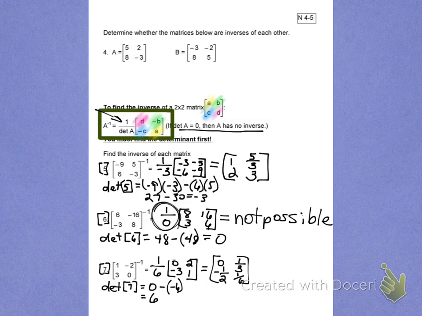And I want you to leave these as fractions. Don't make them decimals. Don't evaluate them in the calculator to make them decimals. Leave these as fractions. Okay? All right, that is the end of 4-5.